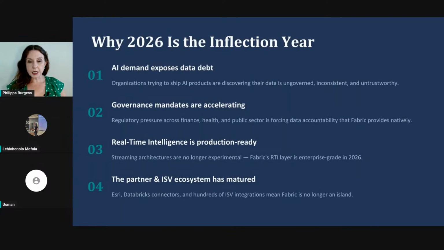So why is 2026 the inflection year? AI demand exposes data debt. Organizations trying to ship AI products are discovering their data is ungoverned, inconsistent, and untrustworthy. Governance mandates are accelerating. Regulatory pressure across finance, health, and public sectors is forcing data accountability that Fabric provides natively. Real-time intelligence is production ready, so streaming architectures are no longer experimental. Fabric's RTI layer is enterprise grade in 2026. And the partner and ISV ecosystem has matured, so Esri, Databricks connectors, and hundreds of ISV integrations mean Fabric is no longer an island.